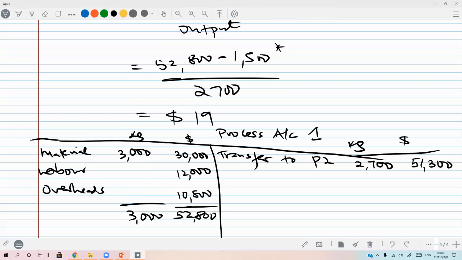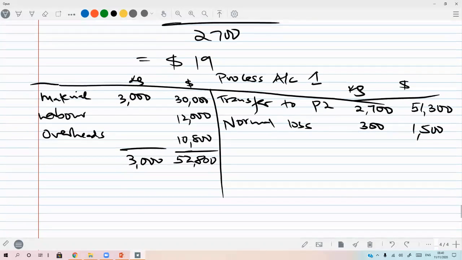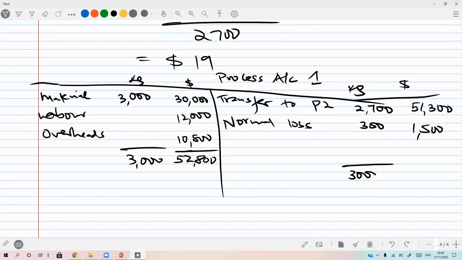Yes, okay, 300. Therefore, the cost of material we are transferring to the next process. Then here we have the normal loss. The normal loss, the units, they're 300, and the amount received is 1,500. So here we get 3,000, and here you get 52,800. Simple as that. That's for the process account.